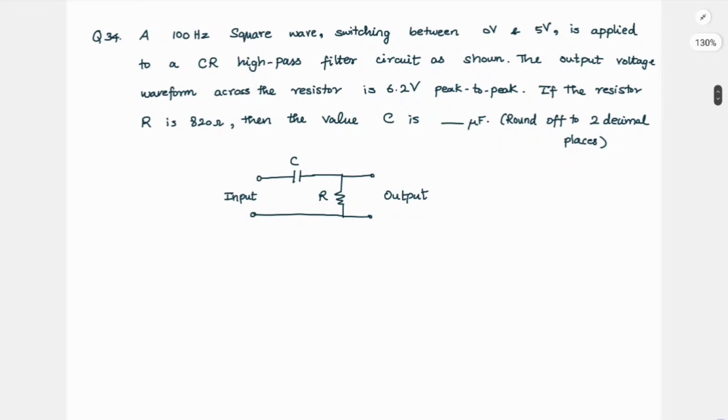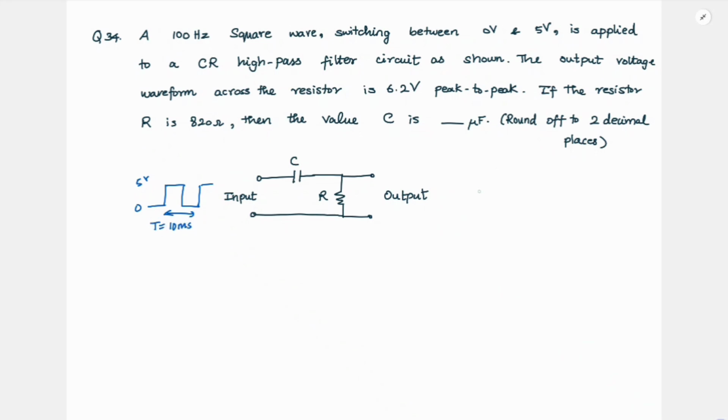So a 100 Hz square wave switching between 0 and 5 volt is applied to a CR high pass filter circuit as shown. So this is the circuit. The output voltage waveform across the resistor is 6.2 volt peak to peak. So input they are giving from 0 to 5 volt, and 100 Hz means it is 10 milliseconds time period.